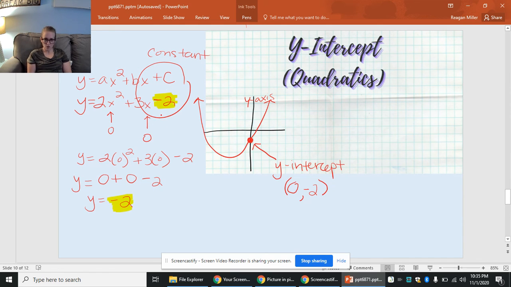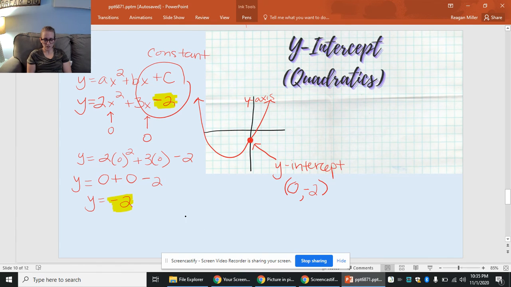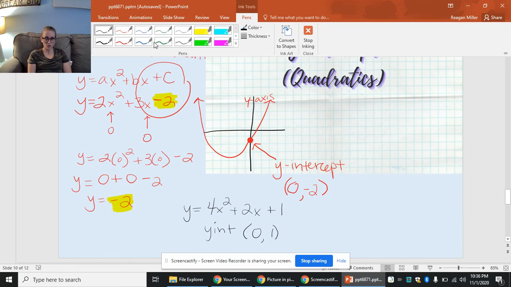That is going to be your y-intercept. You can always, if you're given any kind of equation, and it doesn't even necessarily have to be in standard form, if I was given y equals 4x squared plus 2x plus 1, I know that my y-intercept for that equation is going to be 0, 1, because my c value is 1.